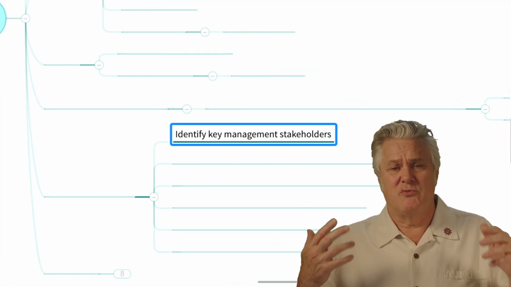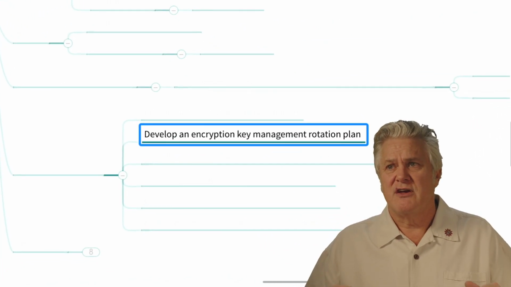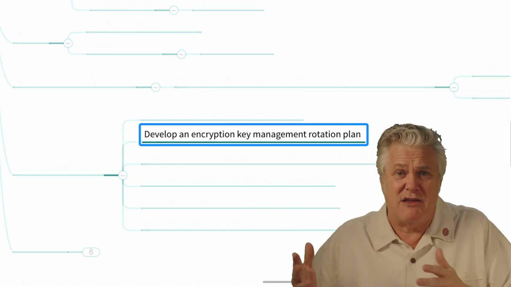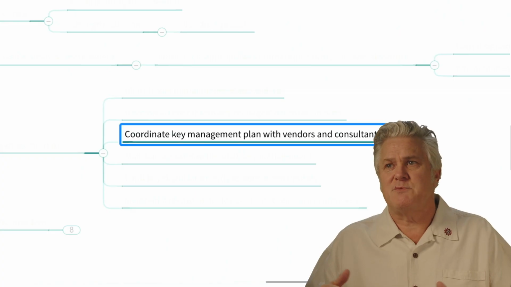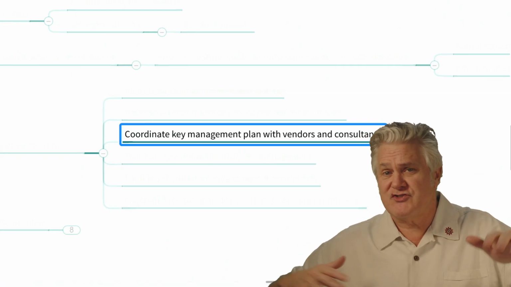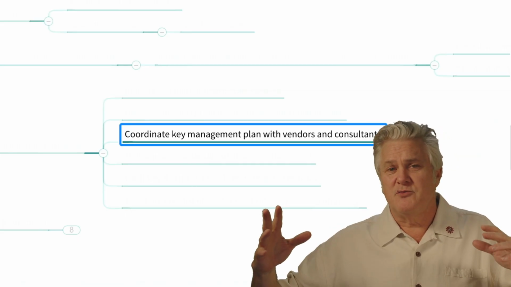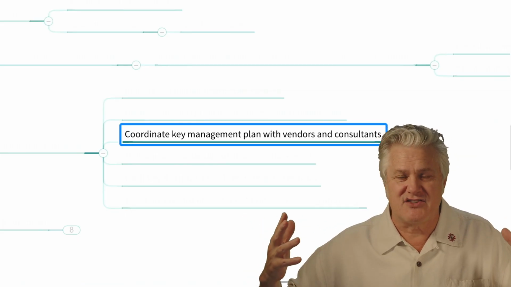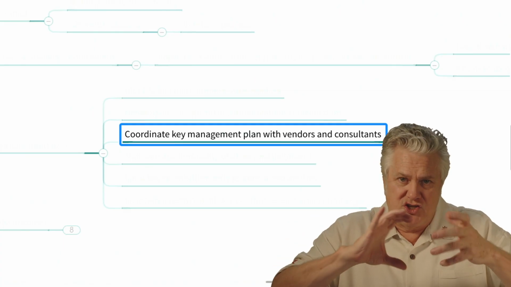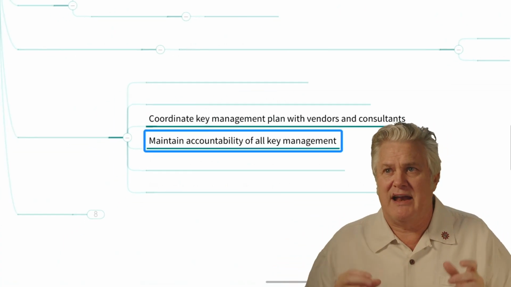We've got to look at the key management stakeholders and figure out what our key management rotation plan is going to be. The keys have to be rotated. Coordinate key management with the vendors and the consultants. If you're on a 2-year cycle and I'm on a 3-year cycle, do we have to wait until the cicadas from each different cycle come out so that we can actually match this up? Or can we adjust the contracts so that they match up and actually meet?